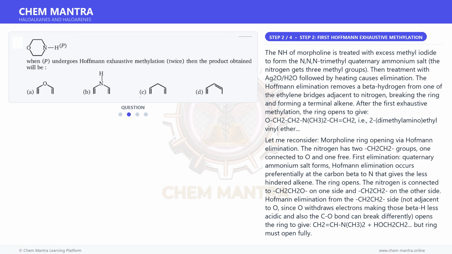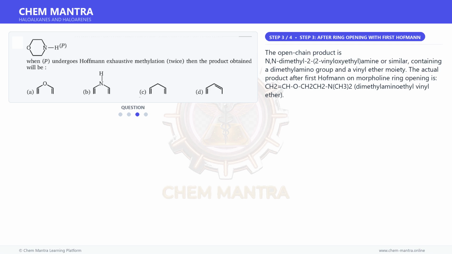If elimination occurs on the carbon not adjacent to O, we get (CH3)2NCH2CH2OCH=CH2. If from the carbon adjacent to O, (CH3)2NCH=CH2 plus H2C..., but that cleaves differently. Moving on to the next step. The open chain product is N-dimethyl-2-vinyloxyethylamine or similar, containing a dimethylamino group and a vinyl ether moiety.